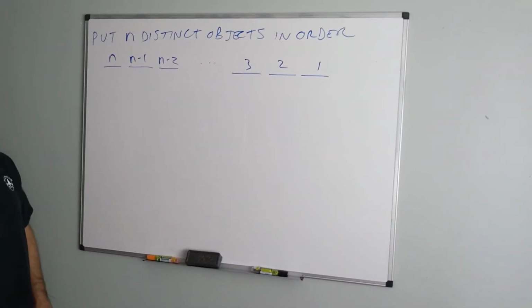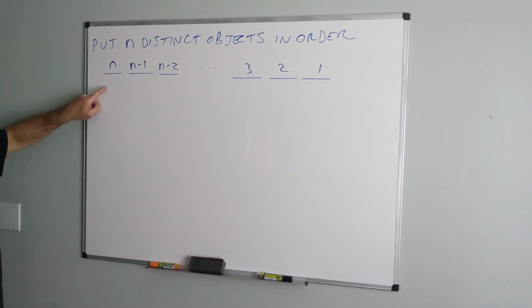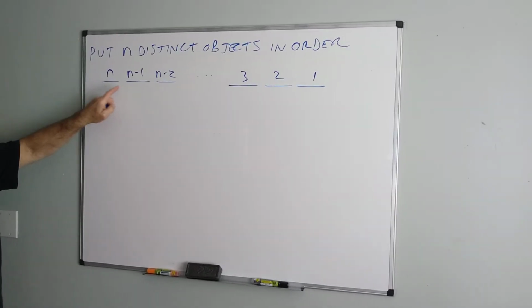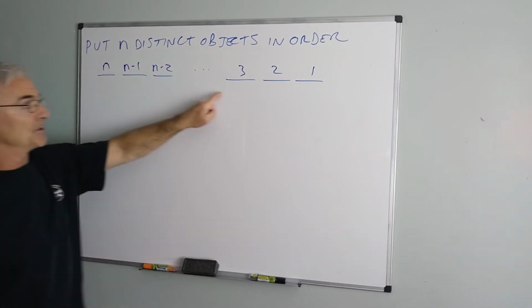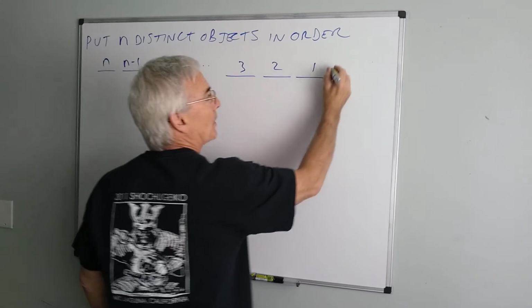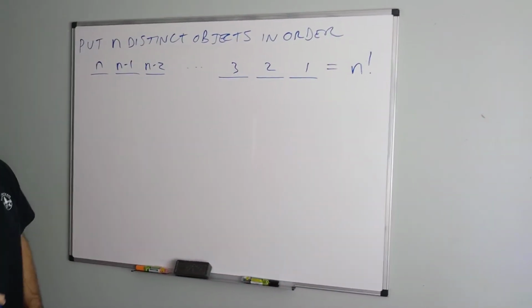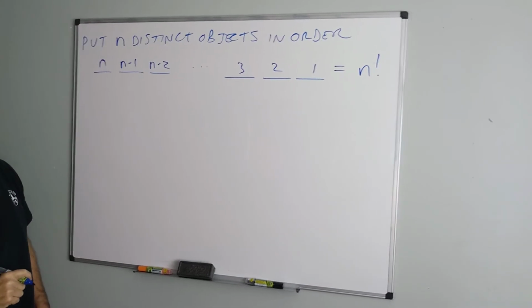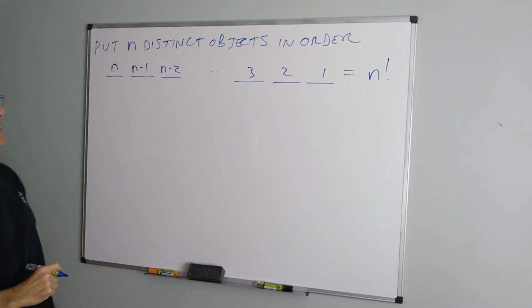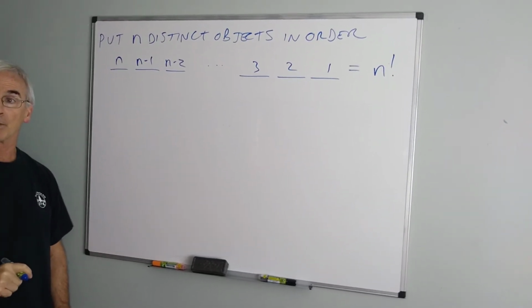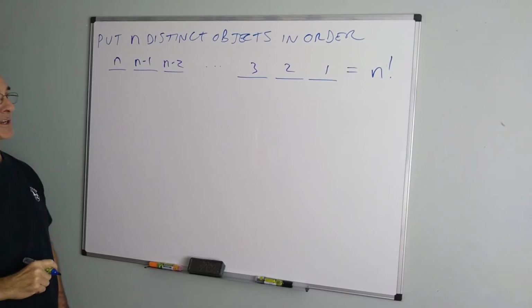So if I'm putting these in order, then there will be n ways of doing the first one multiplied by n minus 1 times n minus 2, and we can see all the way down, we recognize this total as exactly n factorial. So the first counting rule that we have beyond the multiplication principle is that there is exactly n factorial ways to put n distinct objects in order.